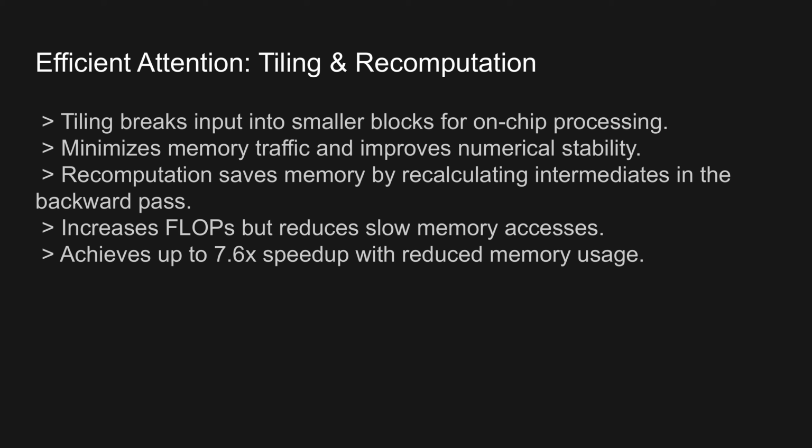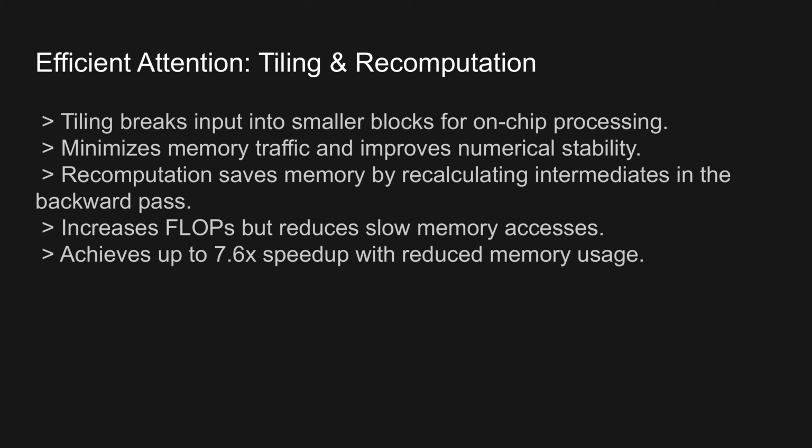Great starting point. Tiling breaks down the input matrices Q, K, and V into smaller blocks that can fit within the faster on-chip memory of the GPU. The idea is to load only these smaller blocks into on-chip SRAM, process them, and then write the results back to the slower high-bandwidth memory, HBM, as needed. That makes sense. It's like working with smaller pieces of the puzzle one at a time, so you don't need to handle the whole large matrix in one go, right?